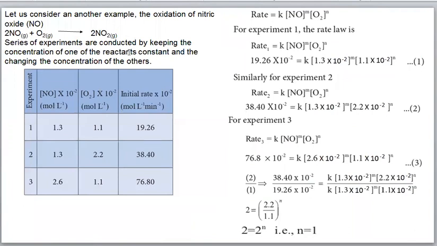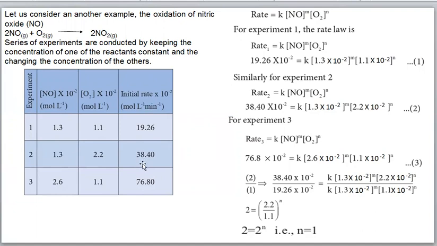A series of experiments is conducted by keeping the concentration of one of the reactants constant and changing the concentration of the other. You see here, 3 experiments are done. The nitric oxide concentration, in units of mole per liter, is 1.3 into 10 to the power minus 2. This also is 1.3 into 10 to the power minus 2. So the nitric oxide concentration is kept constant and the concentration of oxygen is changed. First 1.1 is taken, then 2.2. Then the initial rate found by experiment is these values.